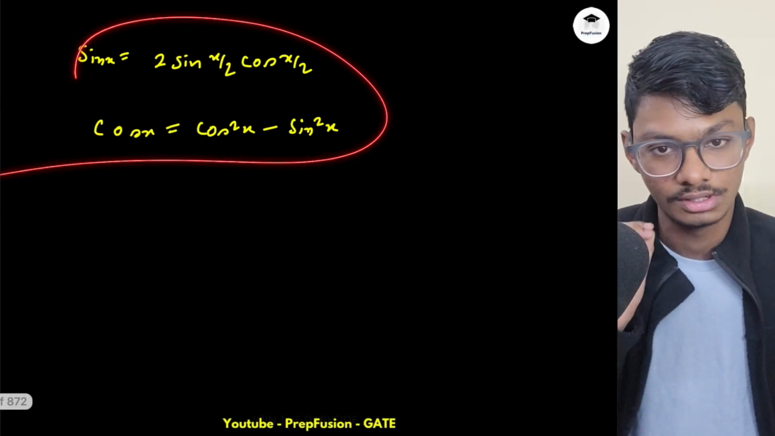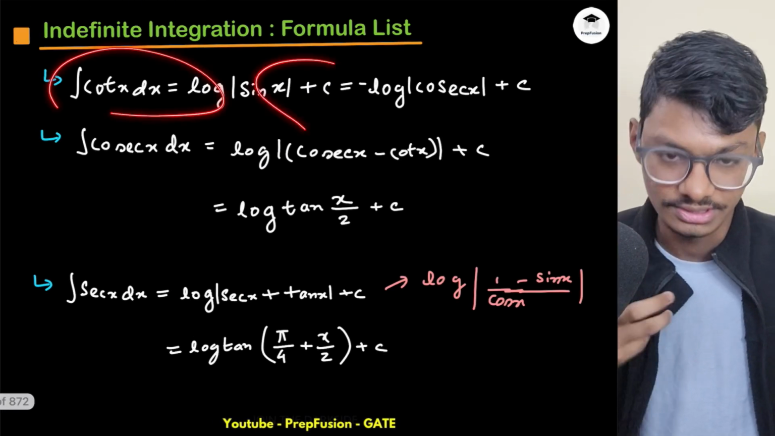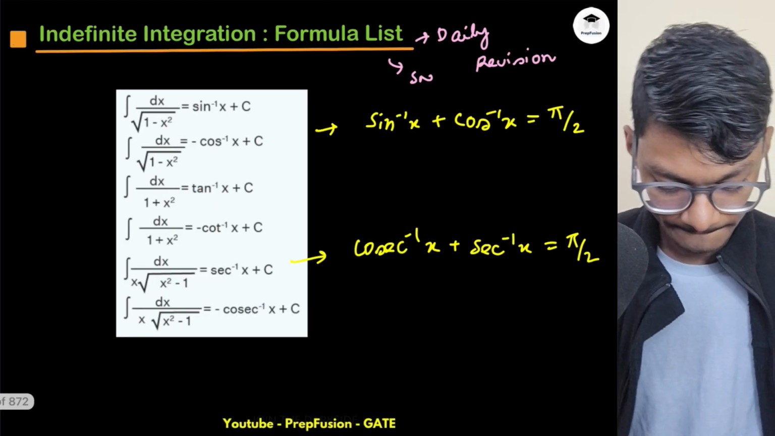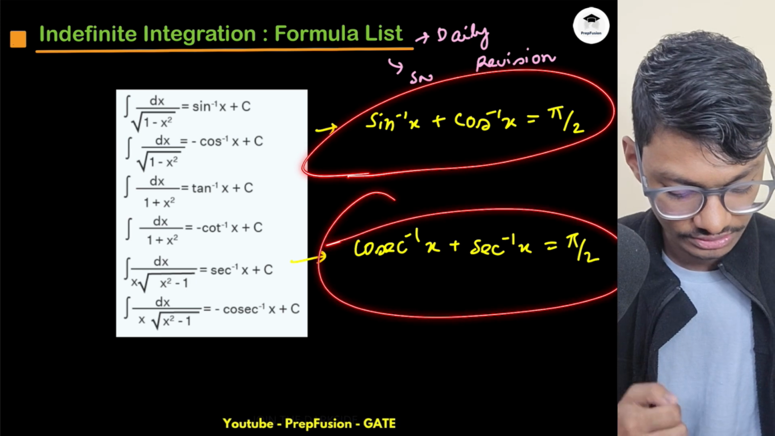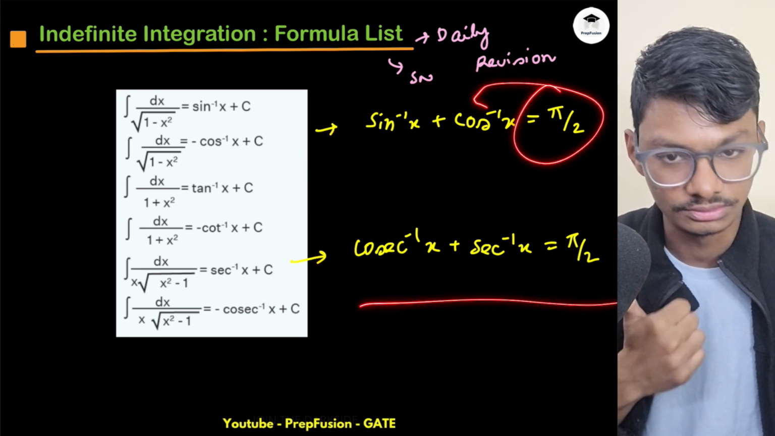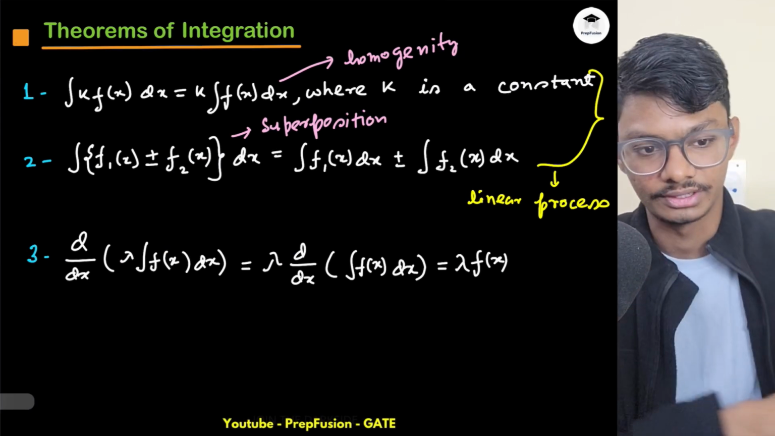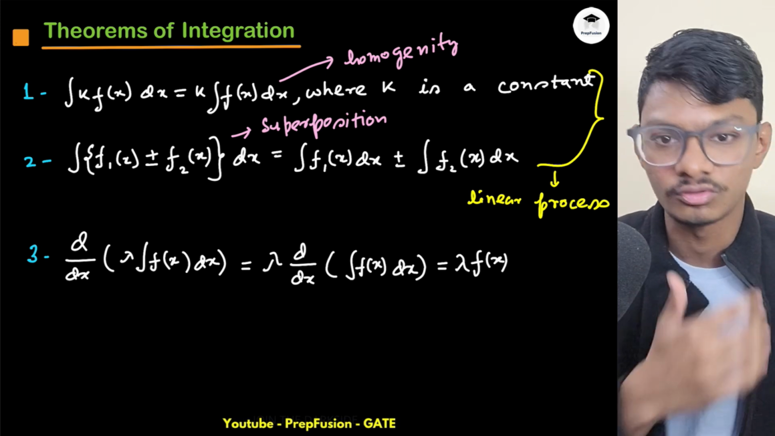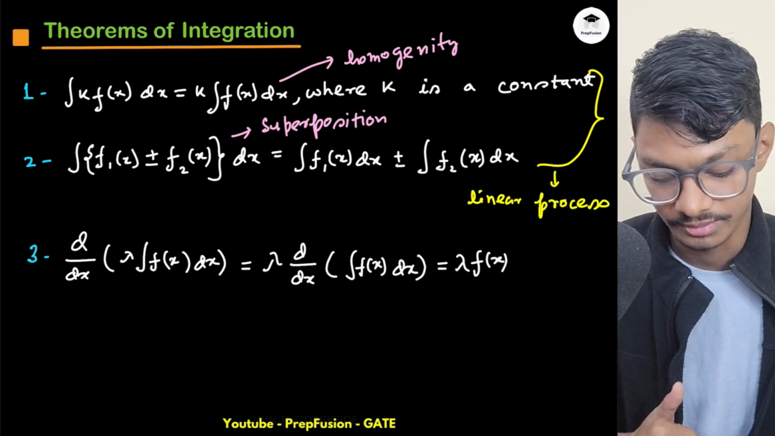I told you what substitutions you have to make to get to these results. These are the important substitutions that you have to make. Here I gave you more indefinite integration formulas, and a few other things, like sin inverse of x plus cos inverse of x is equal to pi by 2 and so on. So you have to revise these things daily, else you will forget them. I also am not able to remember everything. I write those down, and whenever I am near my exams, I try to revise them daily and repetitively.